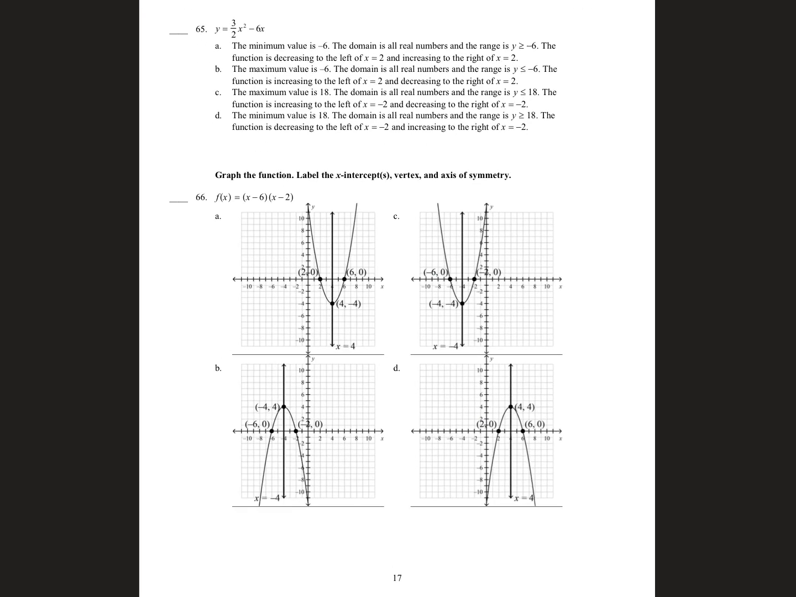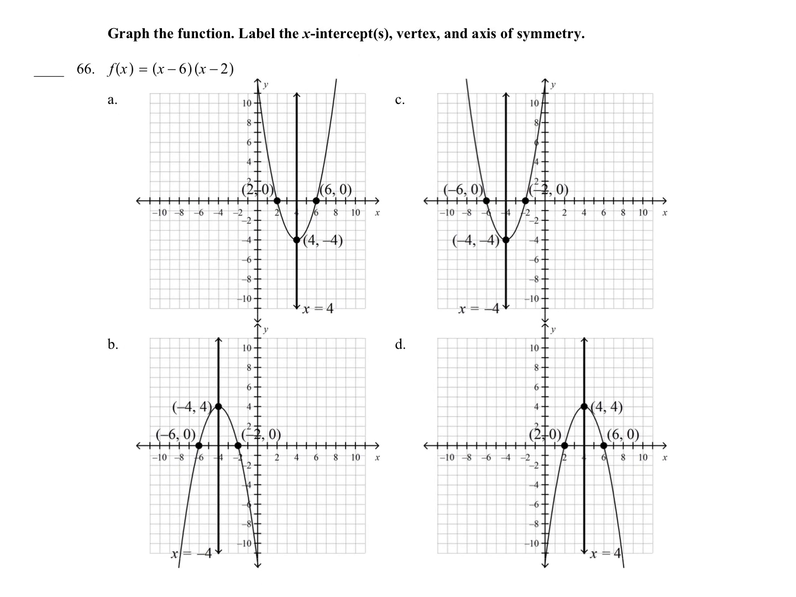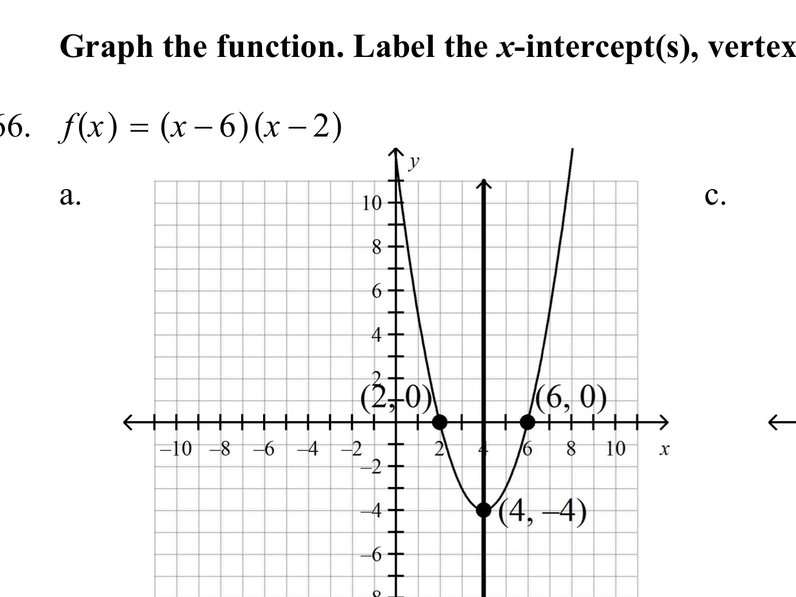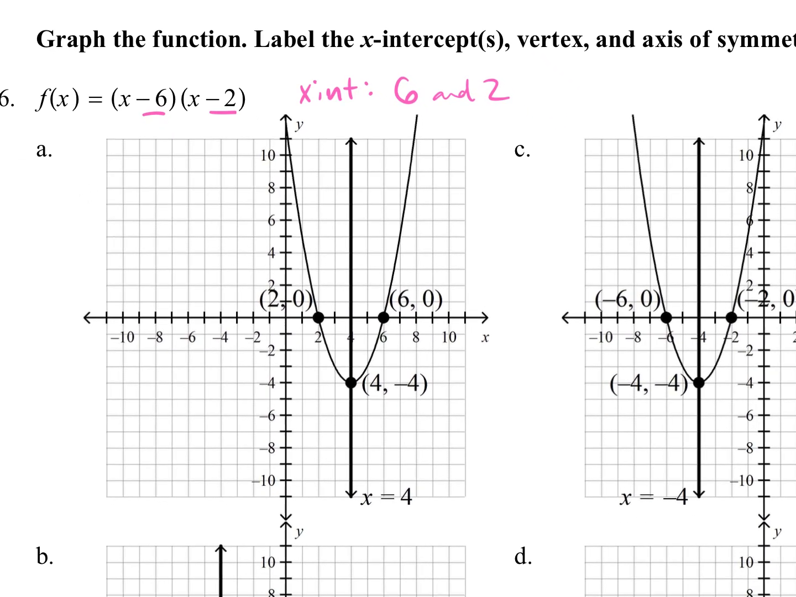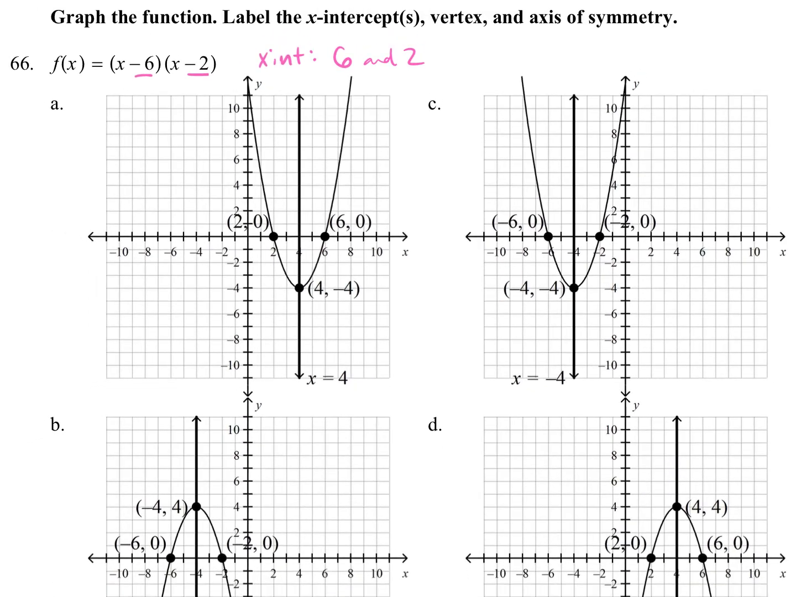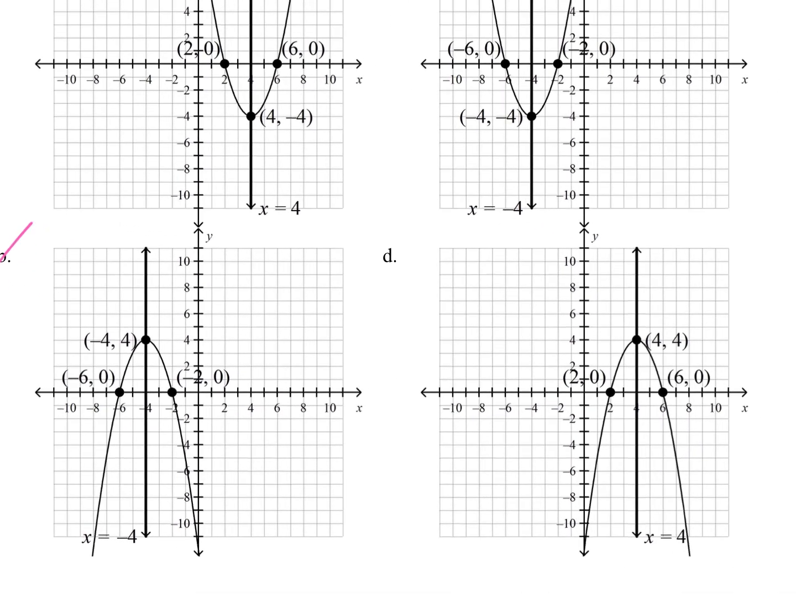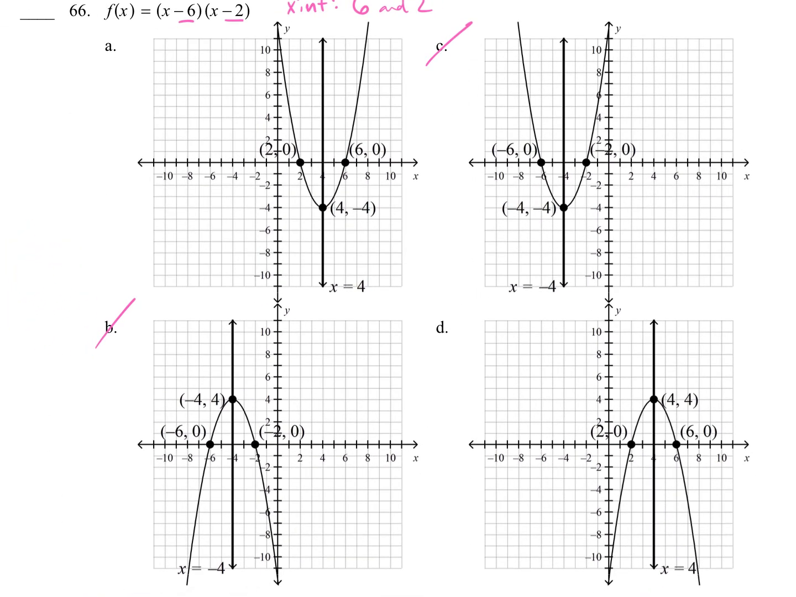All right, let's look at 66. We have to graph the function, label the x-intercepts, vertex, and axis of symmetry. When it's in intercept form, what are my x-intercepts? 6 and 2. We just change the sign of the two numbers inside the parentheses, so 6 and 2. So looking at all my answer choices, I want to see which graph crosses at 6 and 2. So it's not C, it's not B, it's A. But it could be A or it could be D. They both cross at 6 and 2.